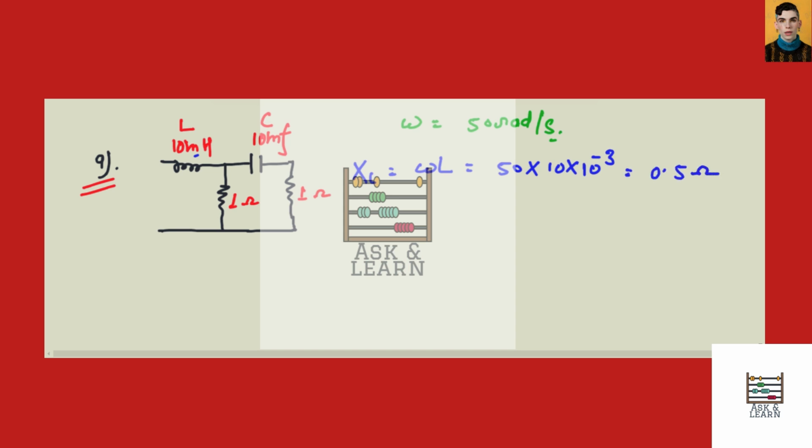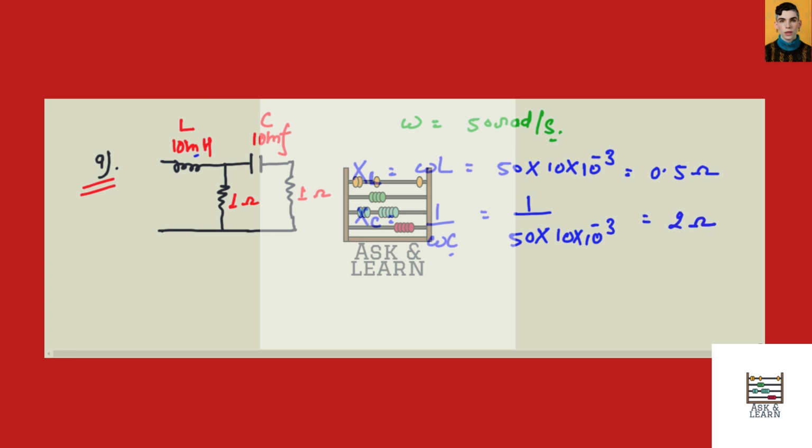The second thing we have to calculate is XC. The formula for XC is 1 upon omega C. If I put in the values, 50 into the capacitance C, which is 10 millifarad, so 10 into 10 to the power of minus 3, this will give us 2 ohm, right?